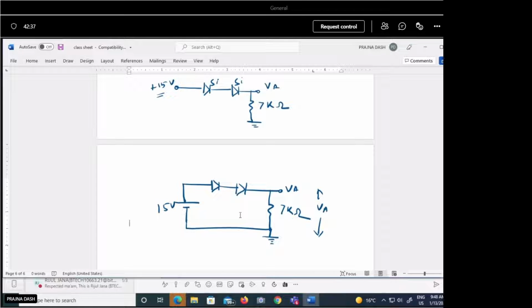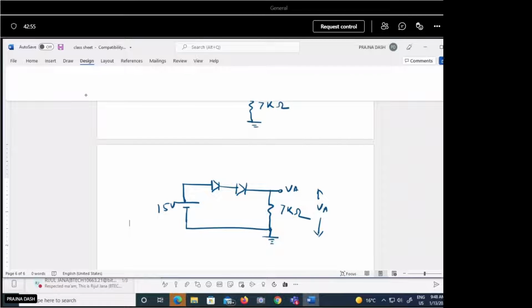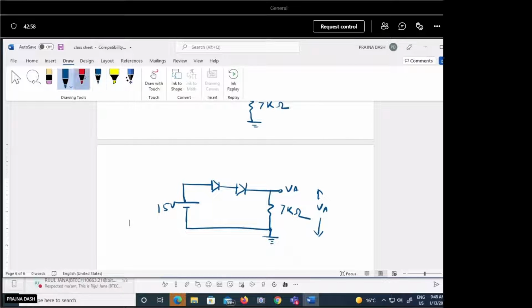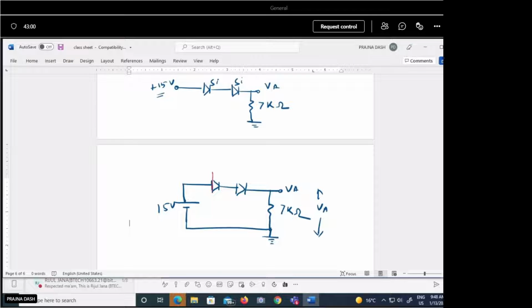So if you are ignoring that resistance, just see how it can be calculated. The positive terminal is connected to the P side of the diode, so both the diodes are forward biased, so they can be replaced by an equivalent voltage source. It is a silicon diode, so this is positive, this is negative, and this is 0.7 volt, this is 0.7 volt. So we can replace these by 0.7 volt and 0.7 volt.